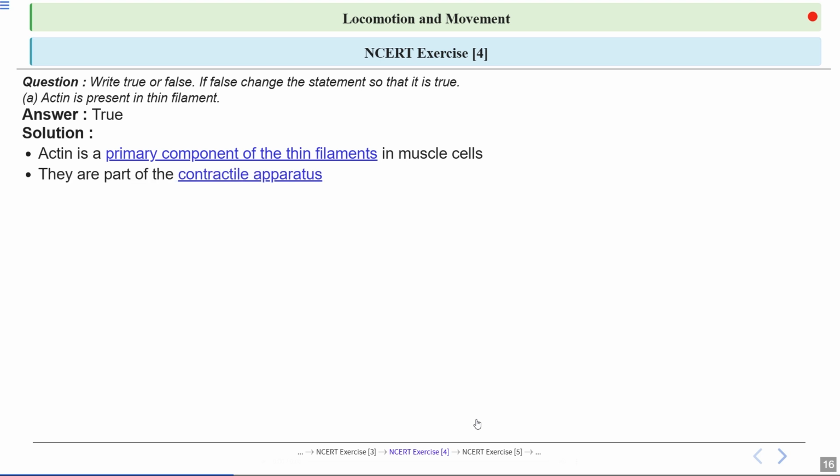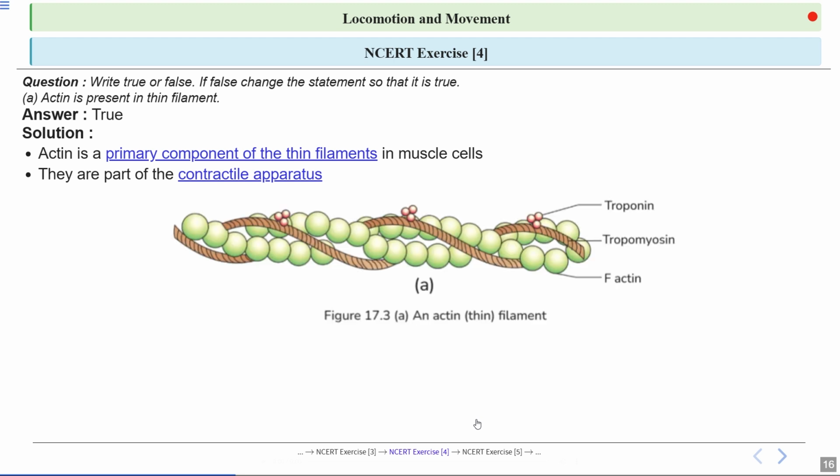Now these thin filaments made up of actin are part of the contractile apparatus in muscle cells. In other words, they are essential for the muscle's ability to contract and produce movement, just like the moving parts in a machine. So you can see the picture of actin, or we can say thin filament.